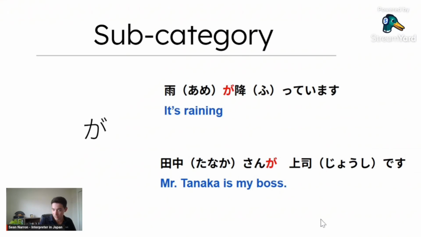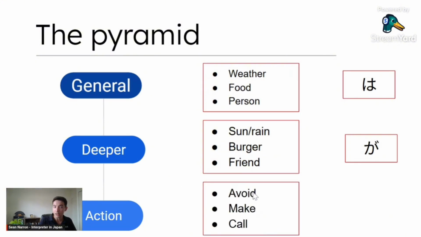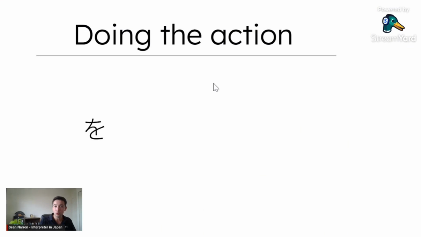I hope this is making sense, guys. So we're going a little deeper now. This is ga. Now, the interesting thing that we can do from here is we have general topics, deeper, and then we have all these phrases that we talk about. If you want to do something to that person or do something to the food you're talking about, like avoid rain, call your boss, or make a burger, we're doing it in action now. This becomes wo. If you're doing the action, we can add an o.